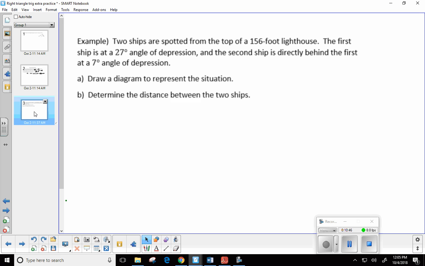Now, this one says 2 ships are spotted from the top of a 156-foot lighthouse. The first ship is at a 27-degree angle of depression, and the second ship is directly behind the first at a 7-degree angle of depression. Okay, so let me give you a little bit of practice on this. Take about a minute, try to draw a diagram that you think represents what's going on here. Now, the reason this one is different, I'm going to have how many right triangles? 2. I'm going to have one inscribed inside of the other. So it's almost like you're going to be solving 2 at the same time.